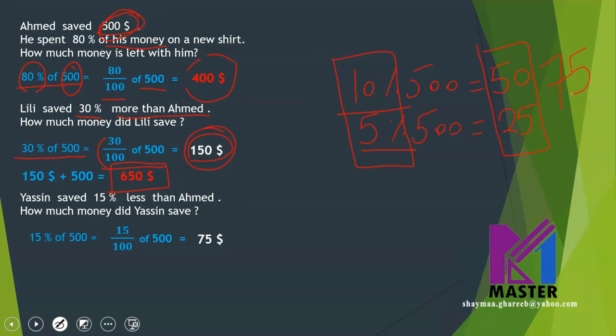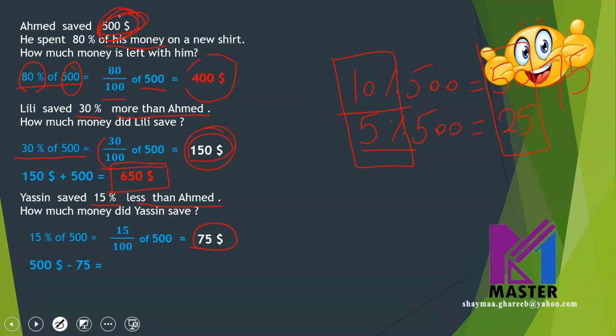Okay? So is this how much Yasin saved? No, he saved 15% less than Ahmed, which means $75 less than Ahmed, less than the 500. So 500 minus 75 equals, yes, 425. So this is the amount that Yasin saved.